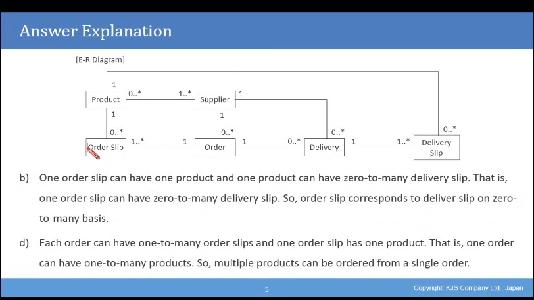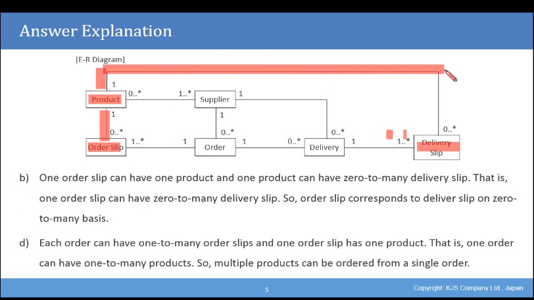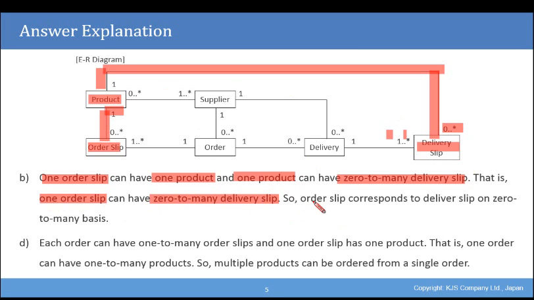For B, first of all, we're going to be looking at the relationship between order slip, product, and the delivery slip, using the following route of the ER diagram. Here, one order slip can have one product, and one product can have 0 to many delivery slips. We have followed this route along here. So our one order slip can have one product, as we can see from this number here, and our one product can have 0 to many delivery slips. That is, that one order slip can have 0 to many delivery slips. So order slips correspond to delivery slips on a 0 to many basis.